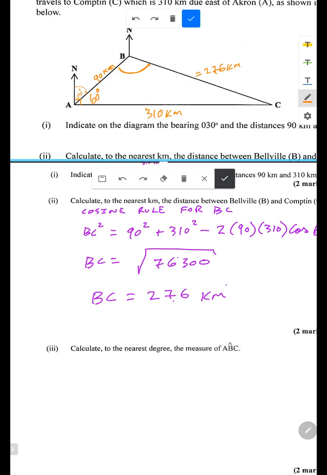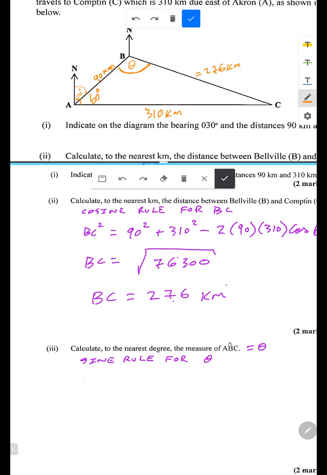So let's write it. Sine rule for, let's call it angle theta, so we can reference it. Sine rule for theta. We're going to call angle ABC theta.